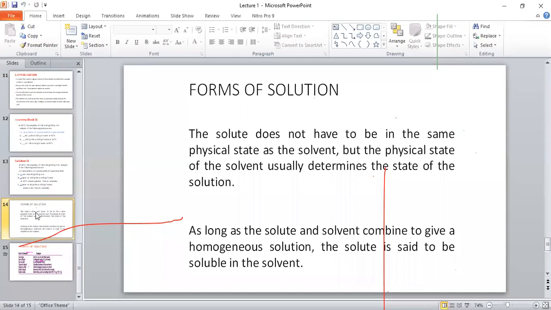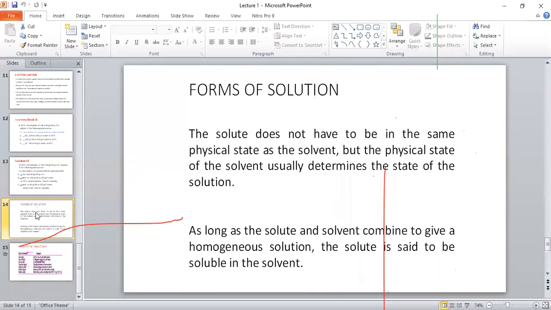So, forms of solution. A solute does not have to be in the same physical state as a solvent. I know you can agree with me on this, because when we look at potassium bromide and water, you could have your solute in solid form and the solvent in liquid form. So they don't have to be in the same physical state. But the physical state of the solvent usually determines the state of the solution.